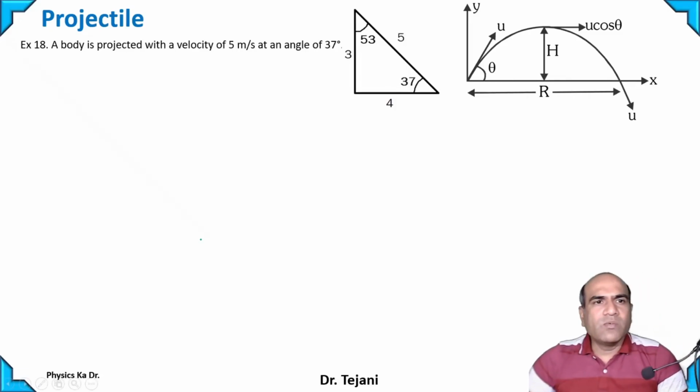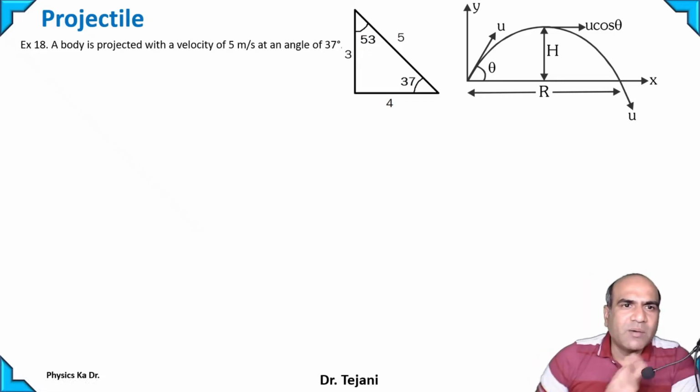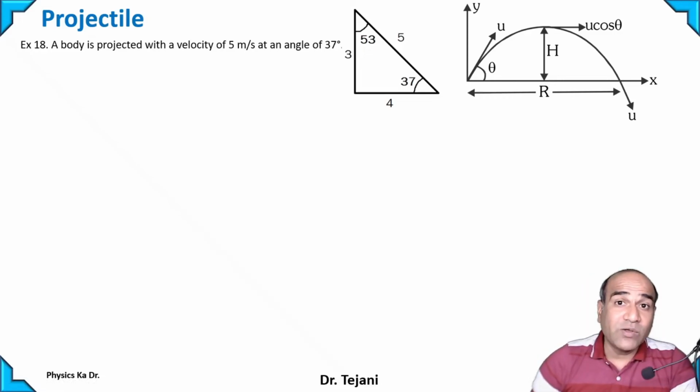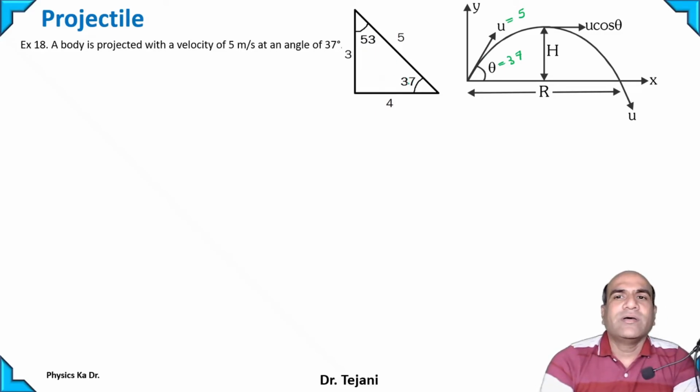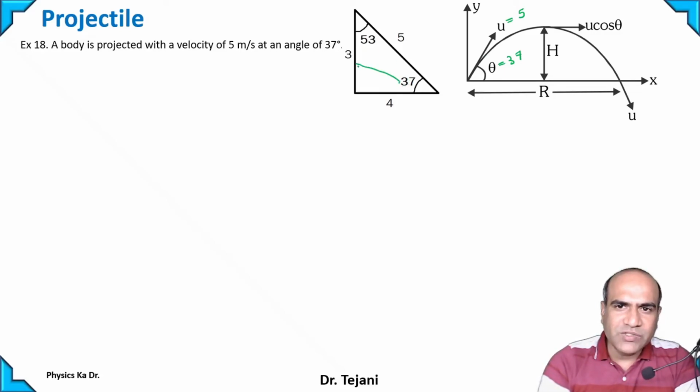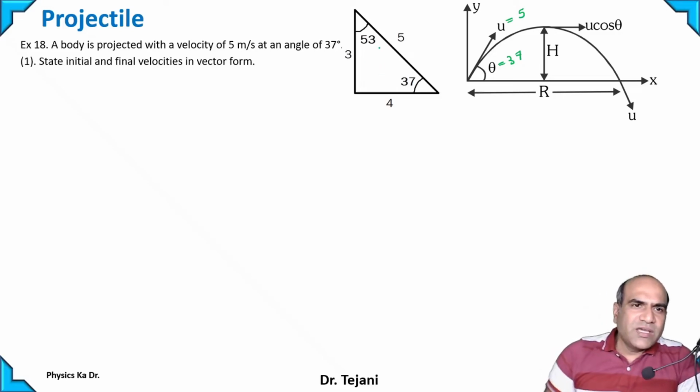We have one more example. Example number 18. A body is projected with a velocity 5 meter per second. So u is given 5 meter per second at an angle theta is 37 degrees. See, whenever there is a 37 angle, you remember 3, 4, 5. Opposite to the angle the number is 3, near it is 4, and the remaining bigger one is 5, the hypotenuse. First, state initial and final velocities in vector form.